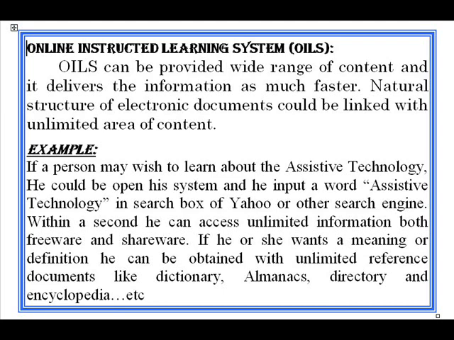Online instructed learning system. It can provide a wide range of content, and it delivers information much faster. The natural structure of electronic documents can be linked with a limited area of content. For example, if a person wishes to learn about assistive technology, he can open his system and input the words assistive technology in the search box of Yahoo or another search engine. Within a second, he can access unlimited information, both freeware and shareware. If he or she wants a meaning or definition, he can obtain it from unlimited reference documents like dictionaries, almanacs, directories, and encyclopedias.